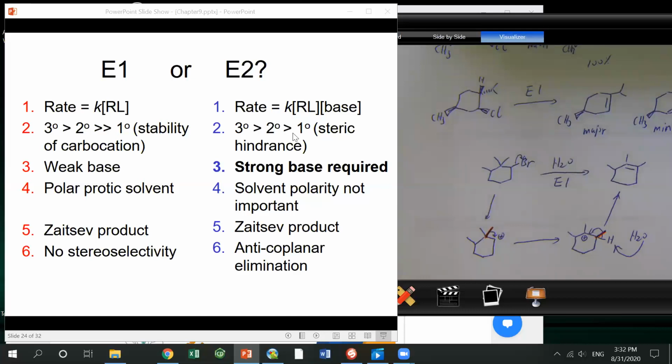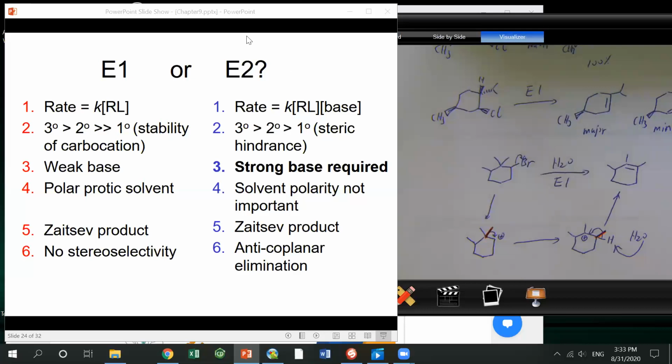For primary, E2 will compete with SN2 reactions. That's why E2 prefers tertiary, secondary, and primary. And then for the E1 reactions, normally you use a weak base, normally a neutral molecule like water, ethanol, or methanol, so some kind of solvent.